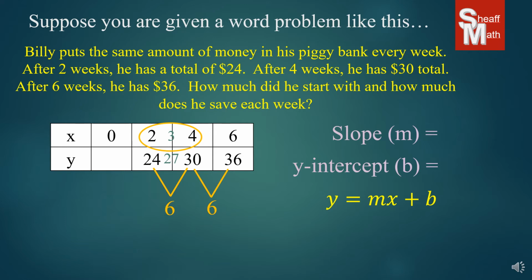Okay? So you could take 6 and divide it by 2, and you get the slope of 3. And that 3 means that he saves $3 per week. So that's part of your answer to that question.